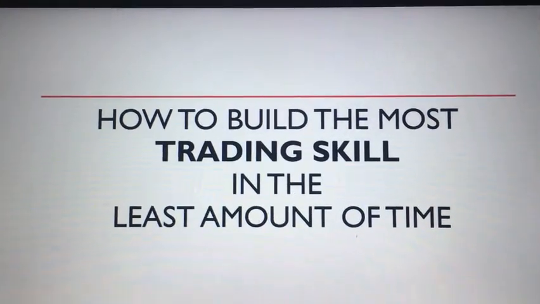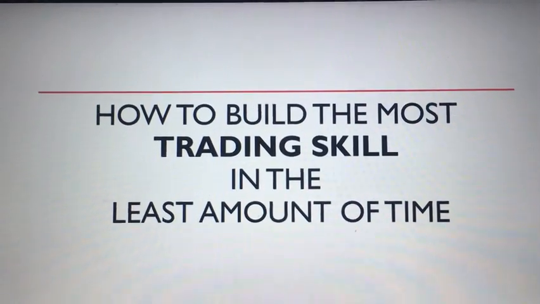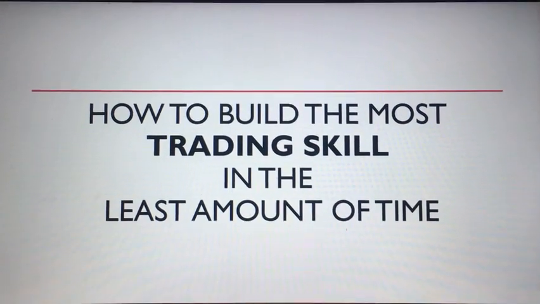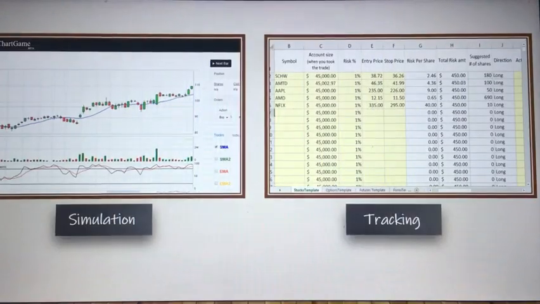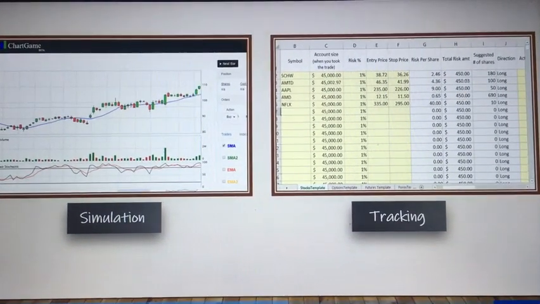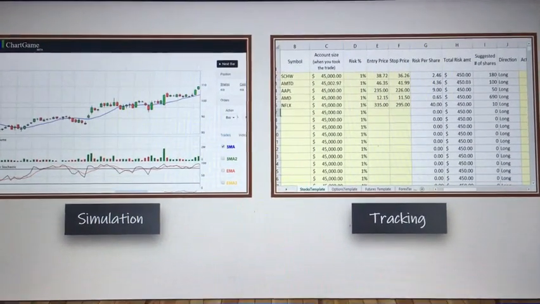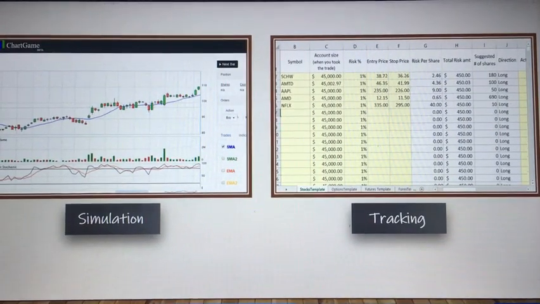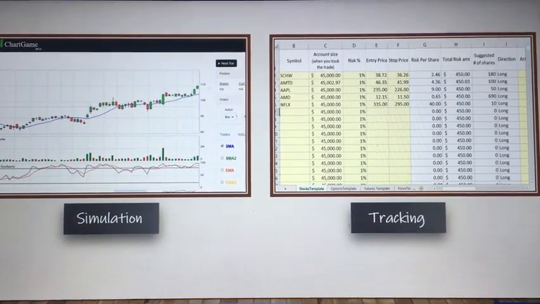Build the most trading skill in the least amount of time, you've come to the right place, and you'll want to pay attention over these next few minutes. We're going to show you a way that you can use two simple tools to rapidly improve your understanding of trading concepts and your skill at trading.